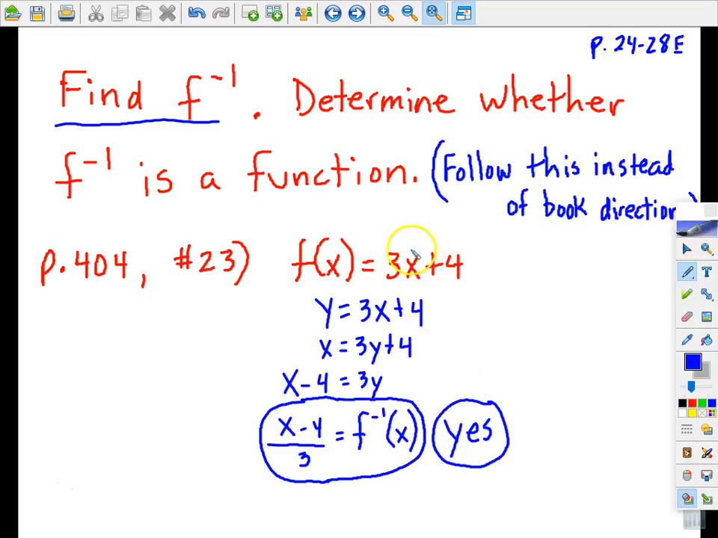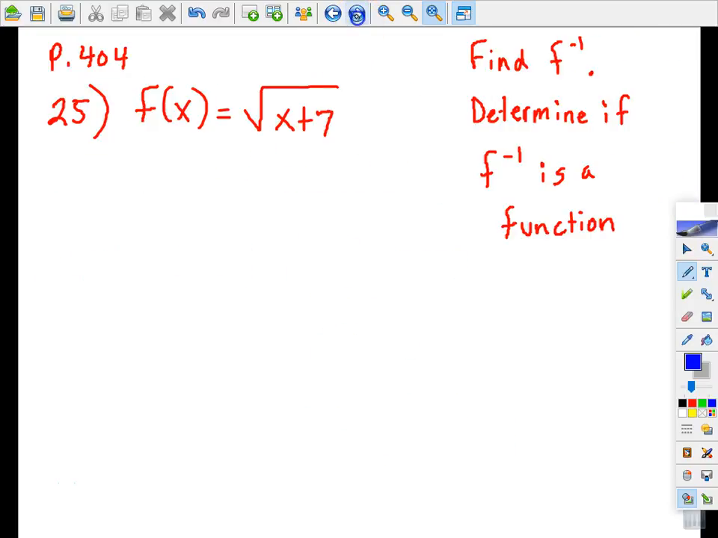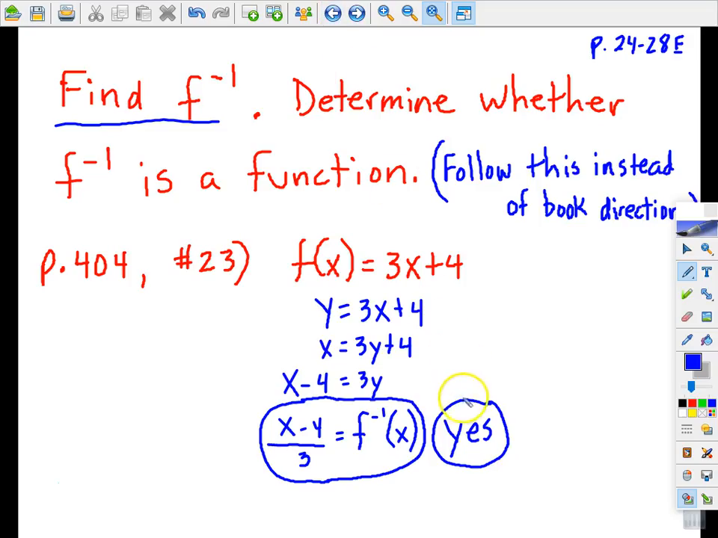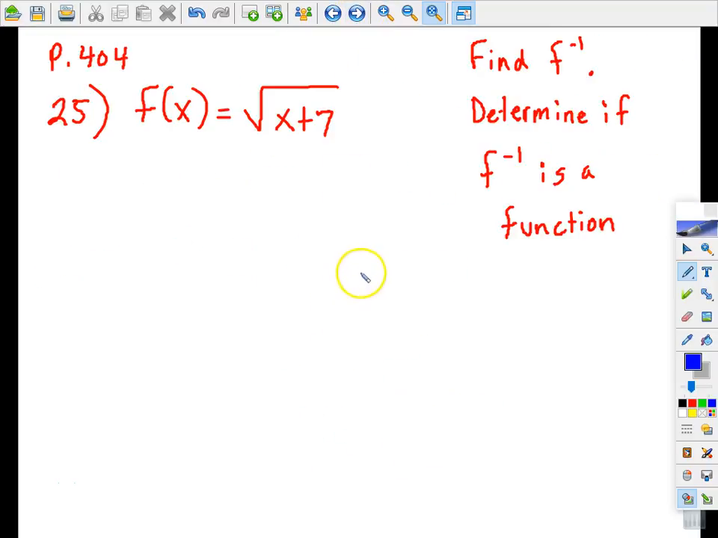I don't have another one to do. Yeah, I do. I've got one. So we'll do another example of a quadratic. So this would be your answer, for example, for number 23. So here's number 25. Let's take a look. This is a square root. So we're supposed to find the inverse. Once again, I'm just going to write it in y equals form.